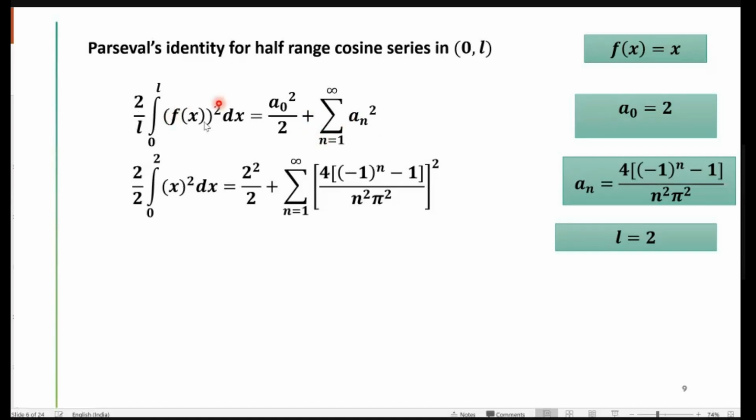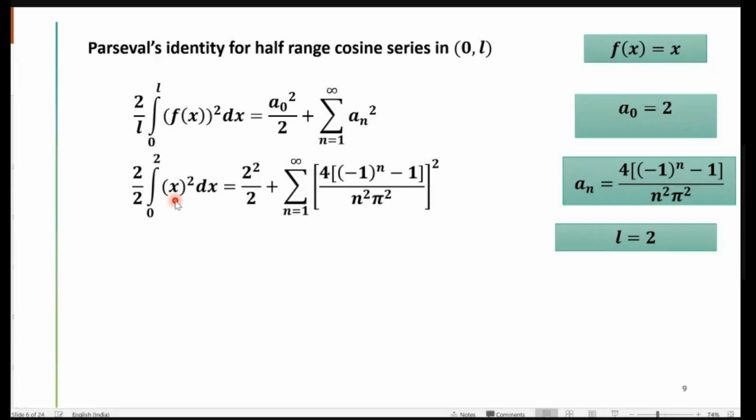लेफ्ट हैंड साइड में f of x का स्क्वायर है and whatever is the interval given, that will be the limits of integration, and since it is half range, you will get 2 by L outside. ठीक है, अभी हमें इसको इंटीग्रेट करना है. So what will be 2 by 2 will become 1, x स्क्वायर का इंटीग्रेशन and apply the upper limit and the lower limit. तो लेफ्ट हैंड साइड में क्या बचेगा, खाली लेफ्ट हैंड साइड में फंक्शन को इंटीग्रेट करना है, राइट हैंड साइड में खाली कांस्टेंट टर्म्स है.